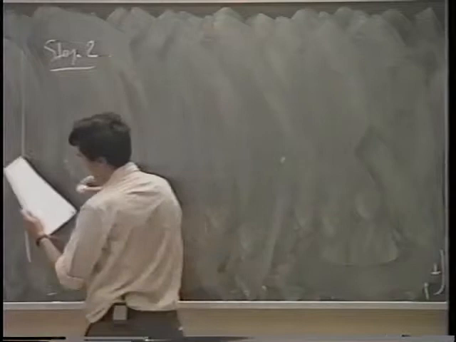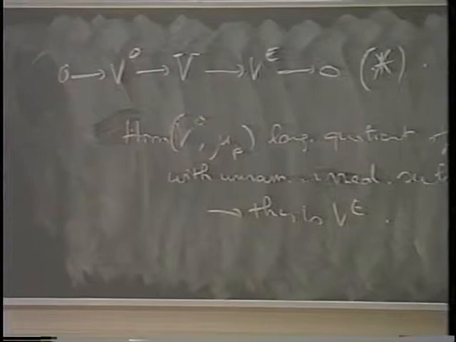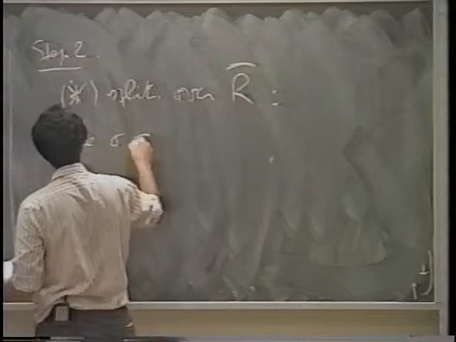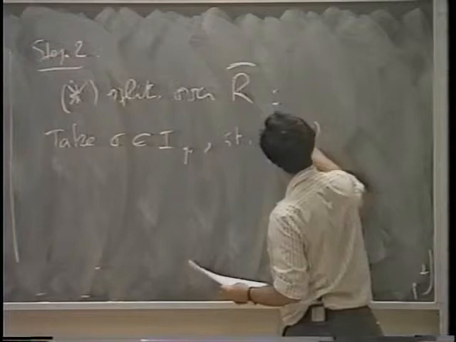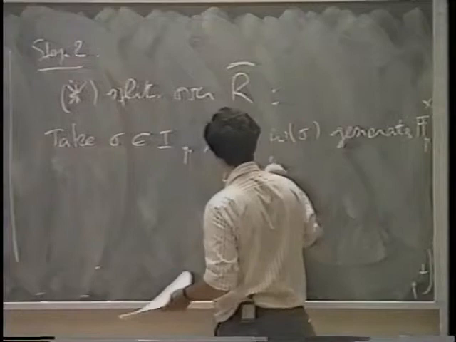The point is that this exact sequence, maybe star, splits over R bar. It splits over R bar, not as Galois exact sequence, but as Hecke module. And the argument is the following. It's an exercise. You take sigma in the inertia such that omega of sigma is a generator of F_p cross. You lift it in Z_p, so it's the p minus first root of unity.